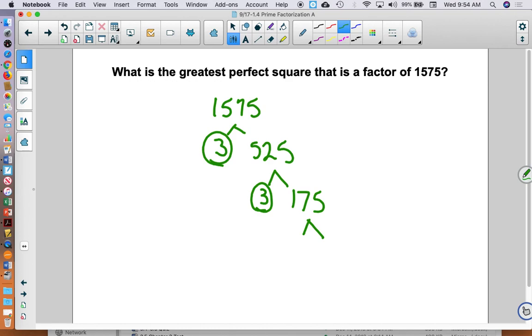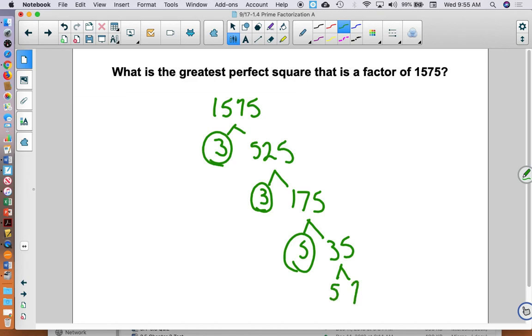Kinsey, 5. 5 goes into 17 3 times, leaving 2 behind. Do you agree? Yes. 5 goes into 25 5 times. 5 is prime. What about the number 35? We're still factoring. 35 is divisible by what is the first prime that you think of there, Isaiah? 5. Good. 5 is my first prime.